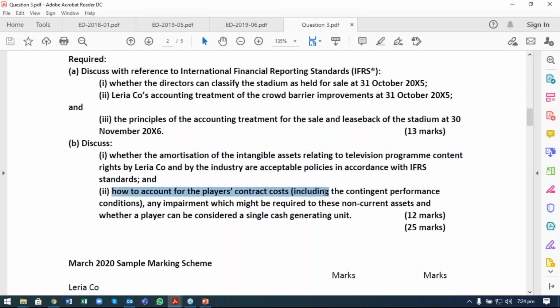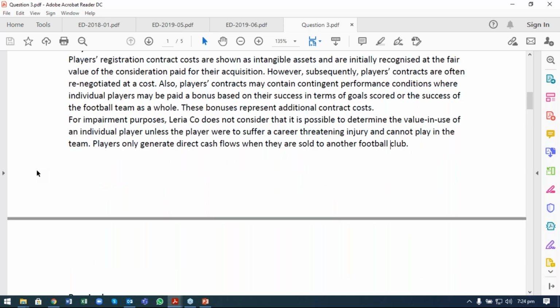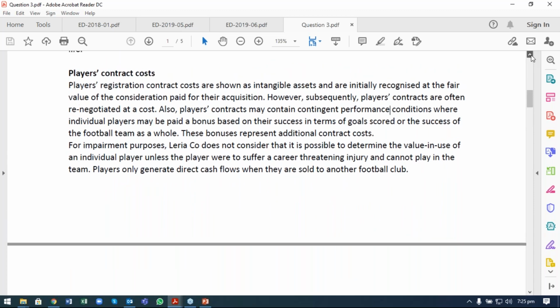This is the B requirement, how you're going to account for the player contract cost, including the contingent performance conditions, any impairment which might be required to these non-current assets, and whether the player can be considered as a single cash generating unit. So in this specific section, I believe there are two standards that are testable. What do you think, by the way, how you're going to account for these player contract costs? I'm just giving you an idea.